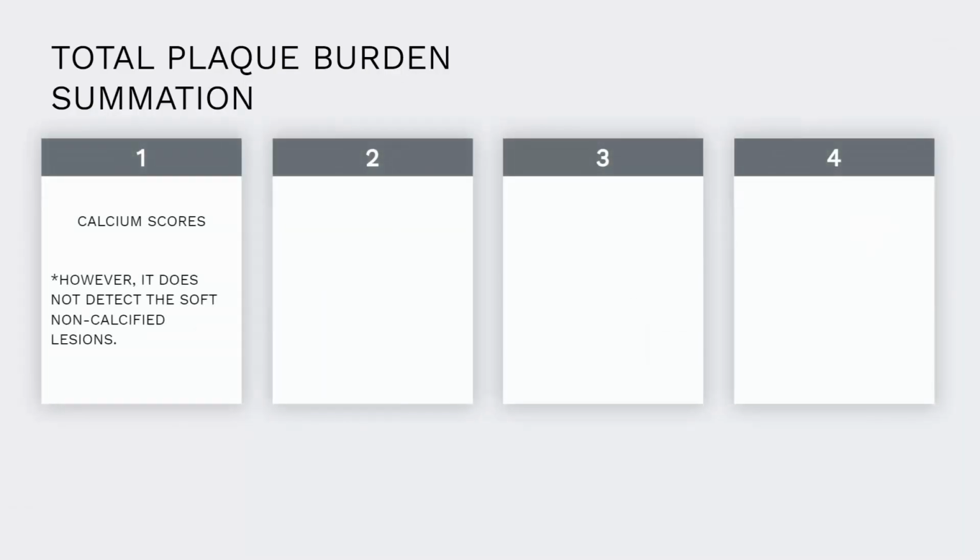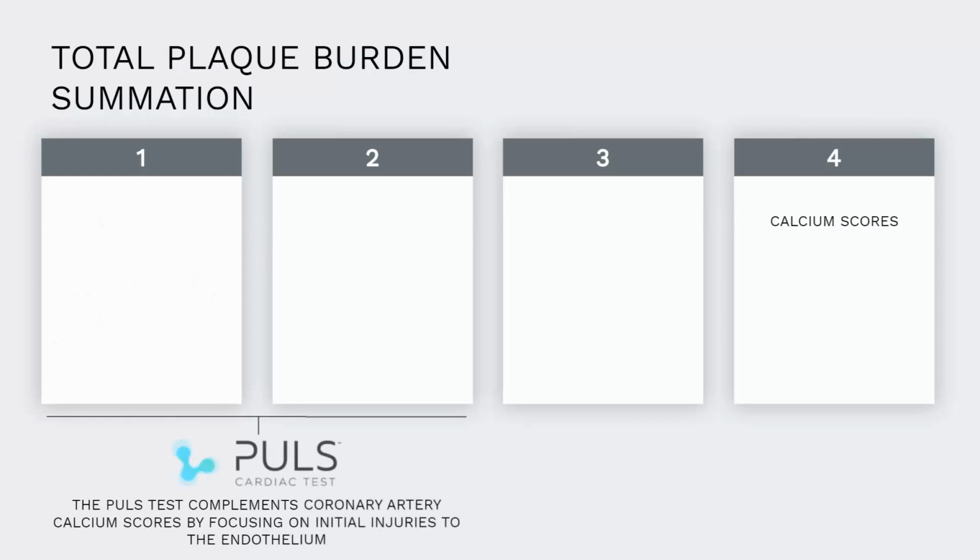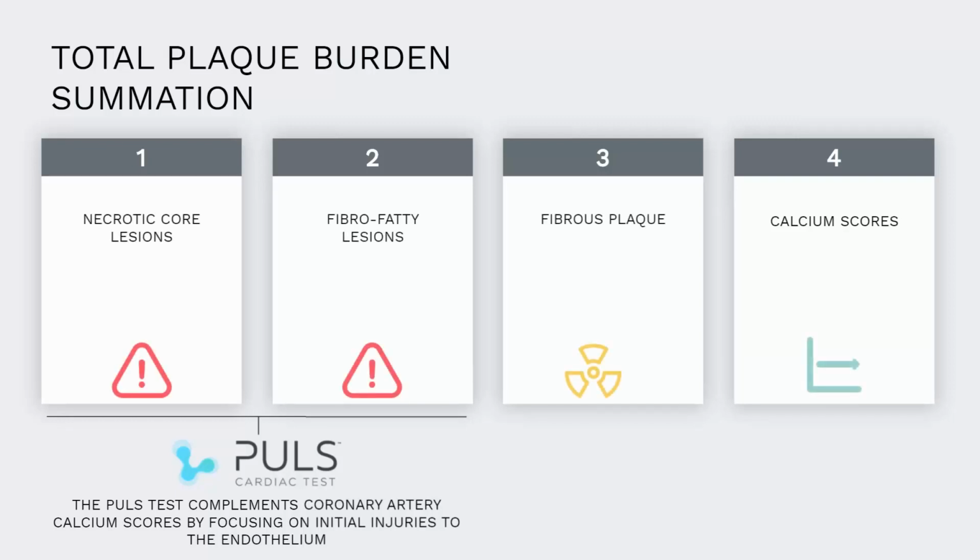Calcium score is the best surrogate for total plaque burden, but it doesn't detect the soft, non-calcified lesions. The PULS test complements coronary artery calcium scores by focusing on initial injuries to the endothelium and detecting necrotic core and fibrofatty lesions, which are the most dangerous. Keep in mind, these lesions may go through transformations over time, as certain drugs like statins and ones used to treat diabetes may cause these to move over to calcified lesions because it stabilizes the lesion.